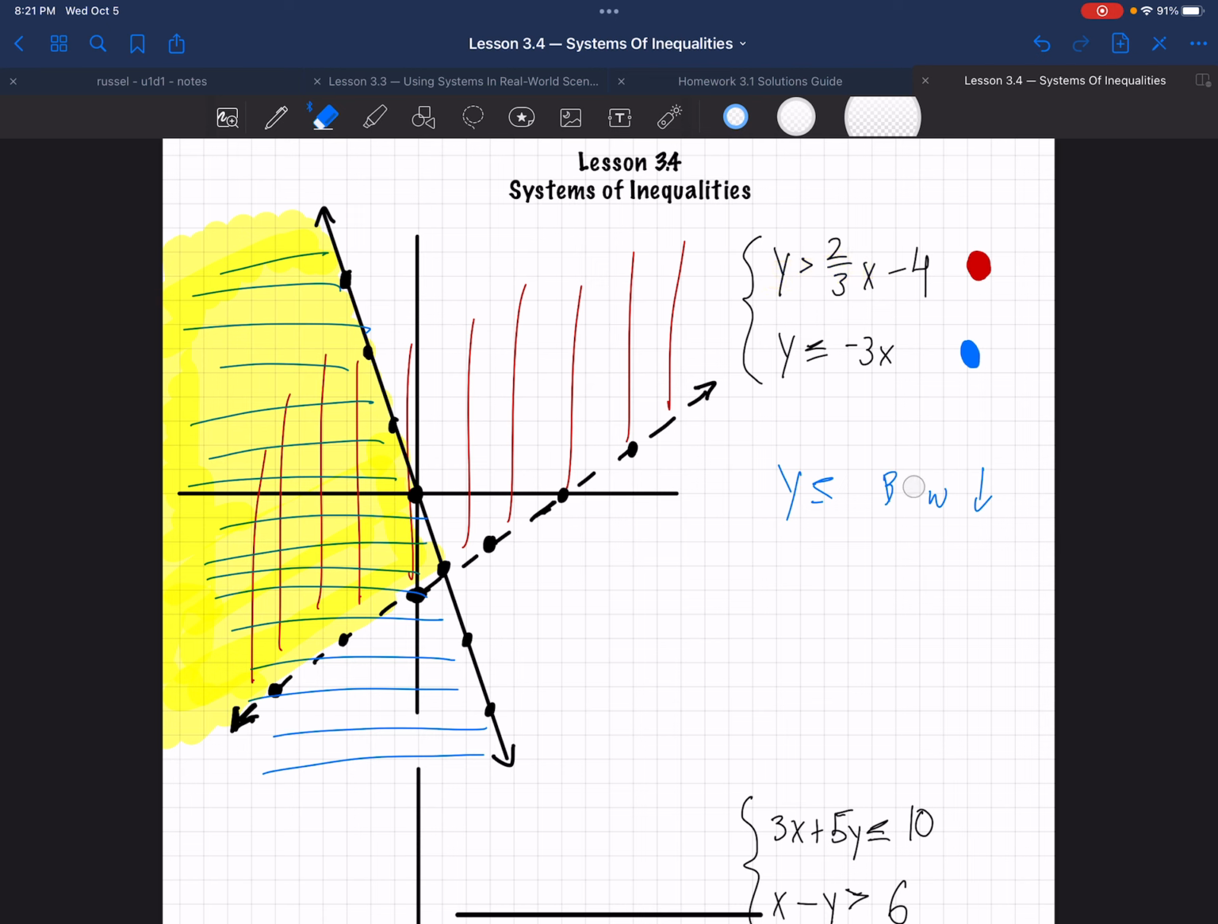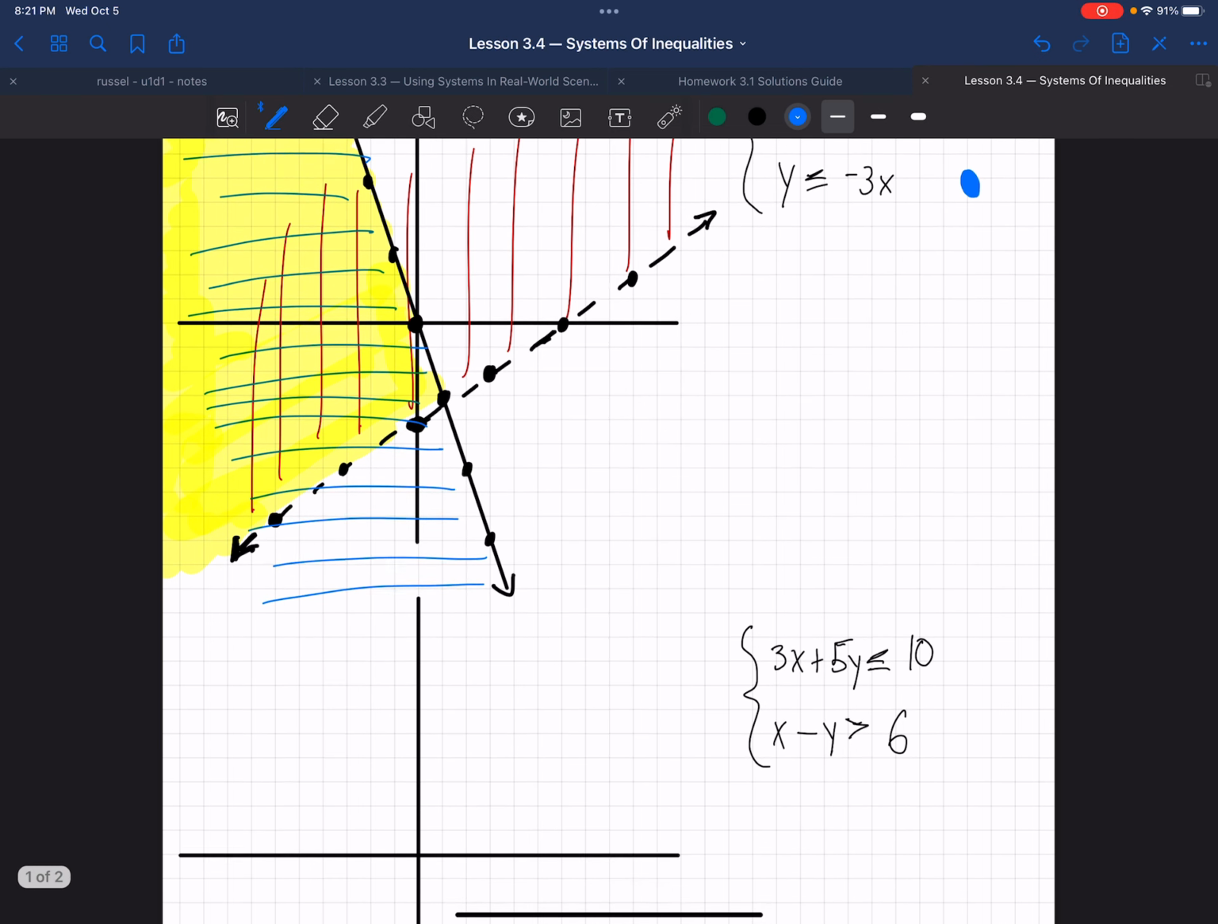Okay. And that's it. That's pretty much it. The highlighted region is my solution. Okay. So let's move on.